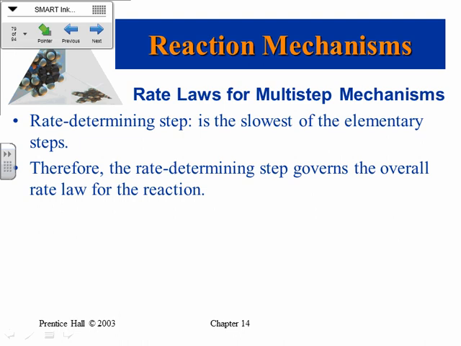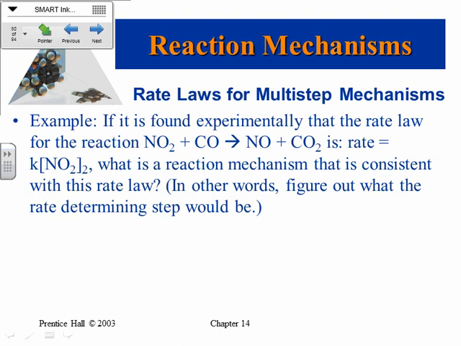Okay, and now is where I probably should have talked about the rate determining step with the fast food thing, but just remember that analogy. Rate determining step governs the overall rate law. So here's an example. It's found experimentally the rate law for the reaction is rate equals k times NO2. Whoops. Is that wrong on your paper too? That's supposed to be NO2 squared. The 2 should be up here. What is a reaction mechanism that is consistent with this rate law?